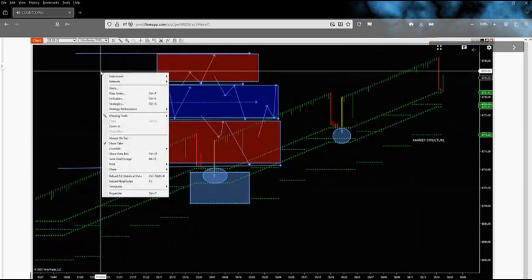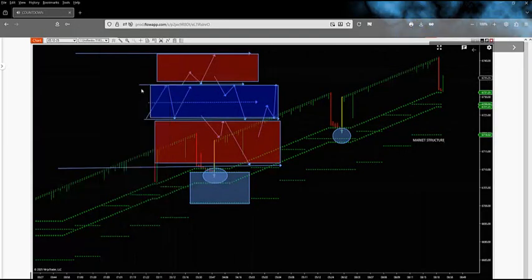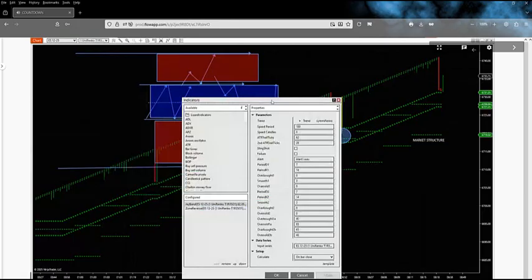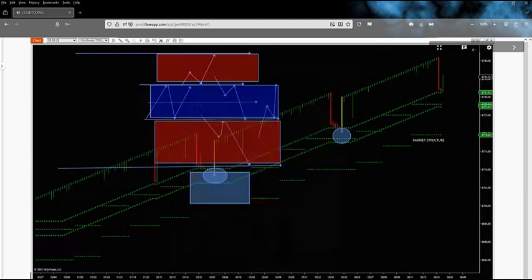In fact, I'll show you how it works a little bit this way, just so you understand. Let me see. There we go.